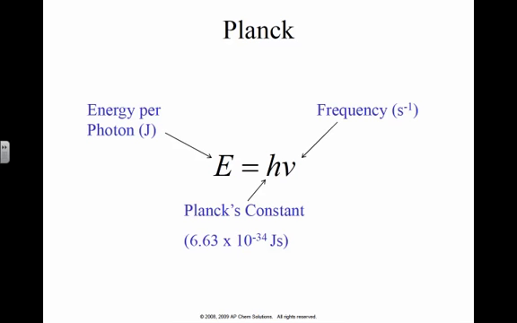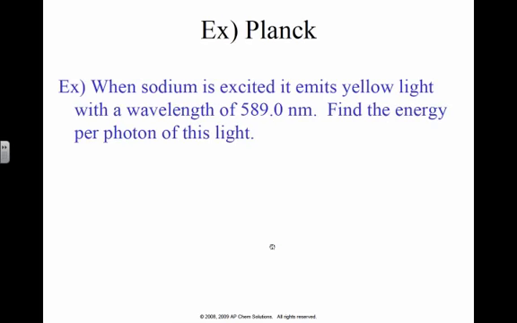Energy for light is equal to Planck's constant times frequency. So basically, this is going to be a direct relationship. The higher the frequency, the higher the energy. So if you ever solve for frequency, all you have to do then is multiply it by Planck's constant, 6.63 times 10 to the negative 34th, and you'll get the energy per photon, and that will be in joules.